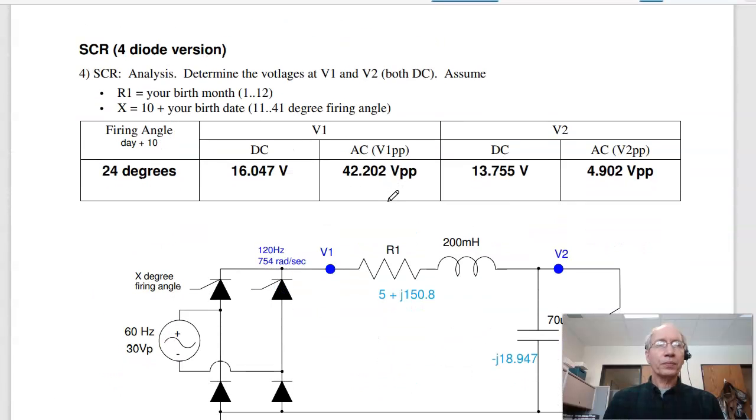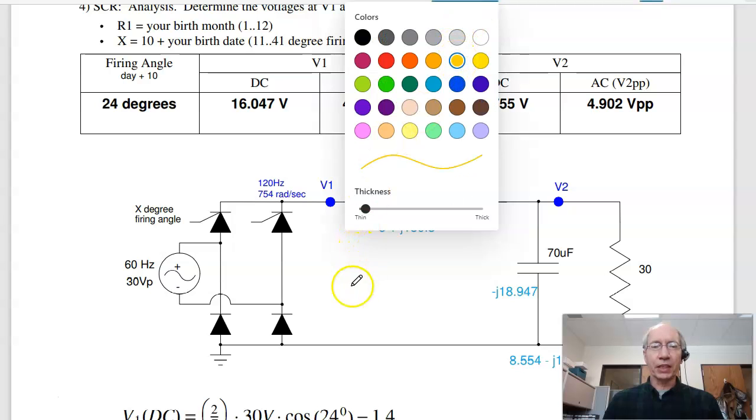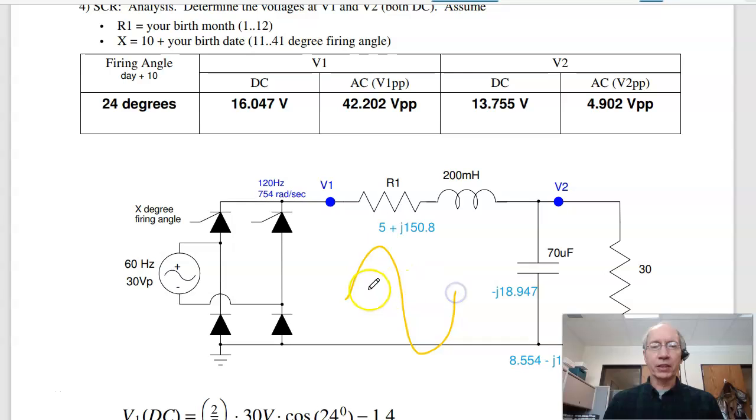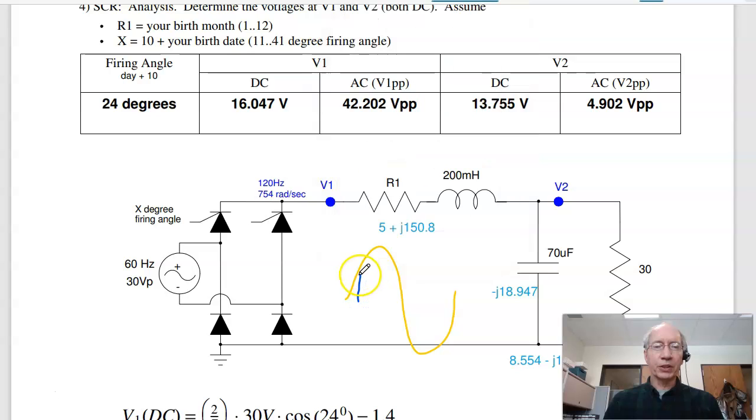Problem 4 is a 4-diode version of a semiconductor relay. So what's happening is I have a sine wave coming in, a 30 volt peak sine wave in this case. I've got a firing angle of 24 degrees. So at 24 degrees, the diode turns on. I follow this waveform. With only 4 diodes, I have to stay on until the second set of diodes turn on, 24 degrees past 180. Then the second one turns on, and I get this waveform. So that's the waveform at V1.